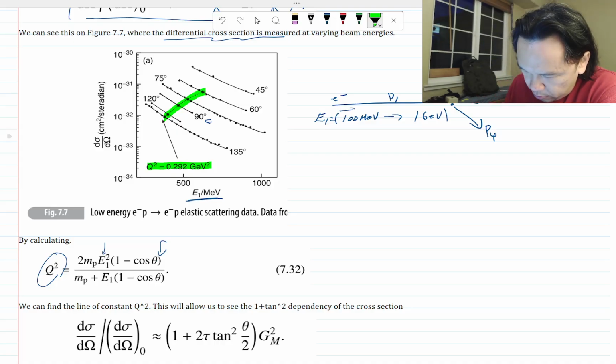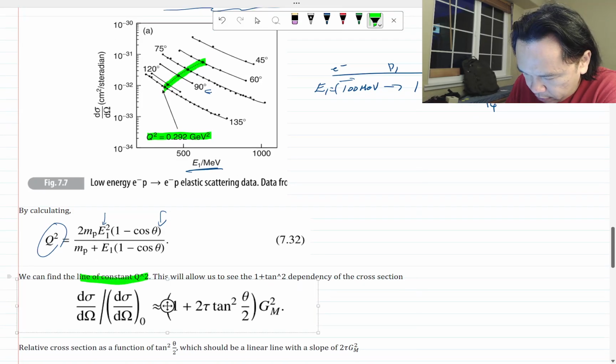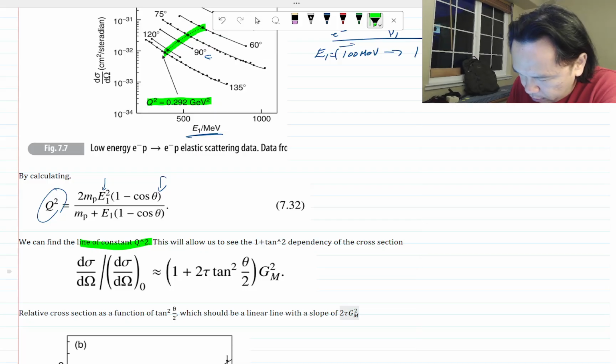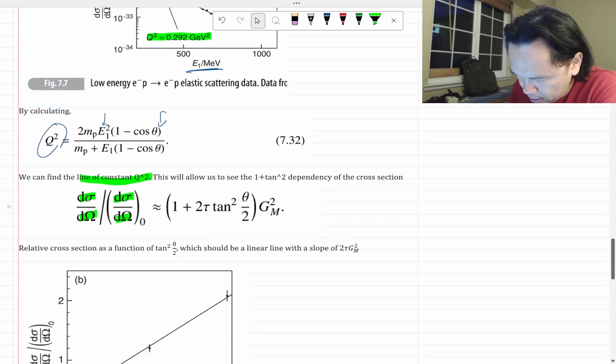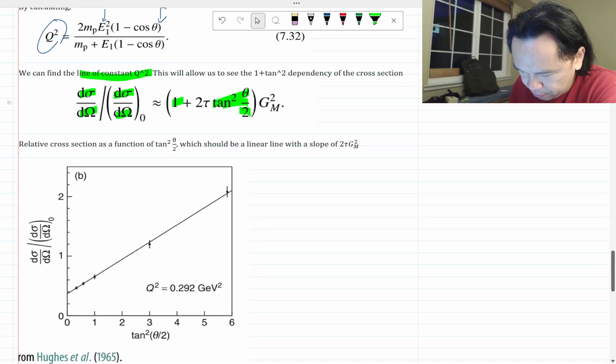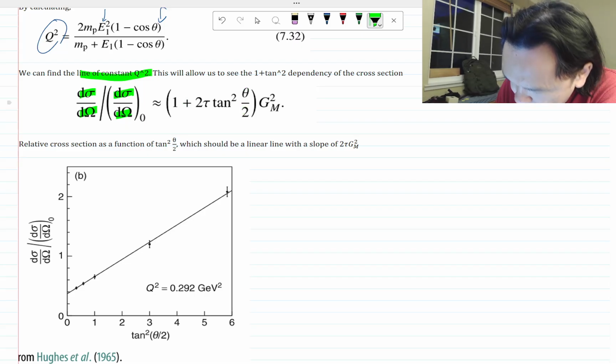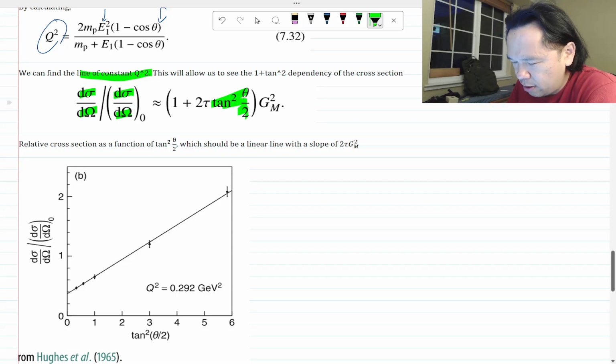So why did they do that? Why are we picking a particular Q squared? These lines of constant Q squared allow you to have a situation where Q squared is constant, and therefore, instead of plotting d sigma d omega over the Mott cross section, we're just going to plot this as a function of tangent squared of theta over 2.